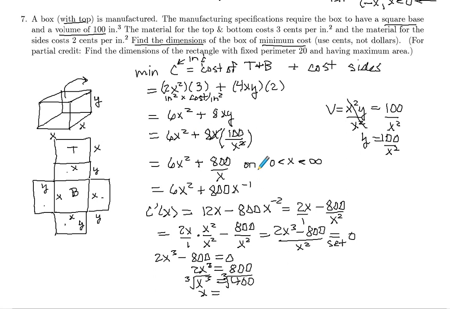You know what? Back up the bus here for just a second. This is a 12x, and I changed to a 2x. I forgot my 1. That should be a 12. And that should be a 12. And that should be a 12x cubed. And that should be a 12x cubed. And this should be a 12x cubed. So then this won't be x cubed equals 400. It'll be 800 over 12. Sorry about that.